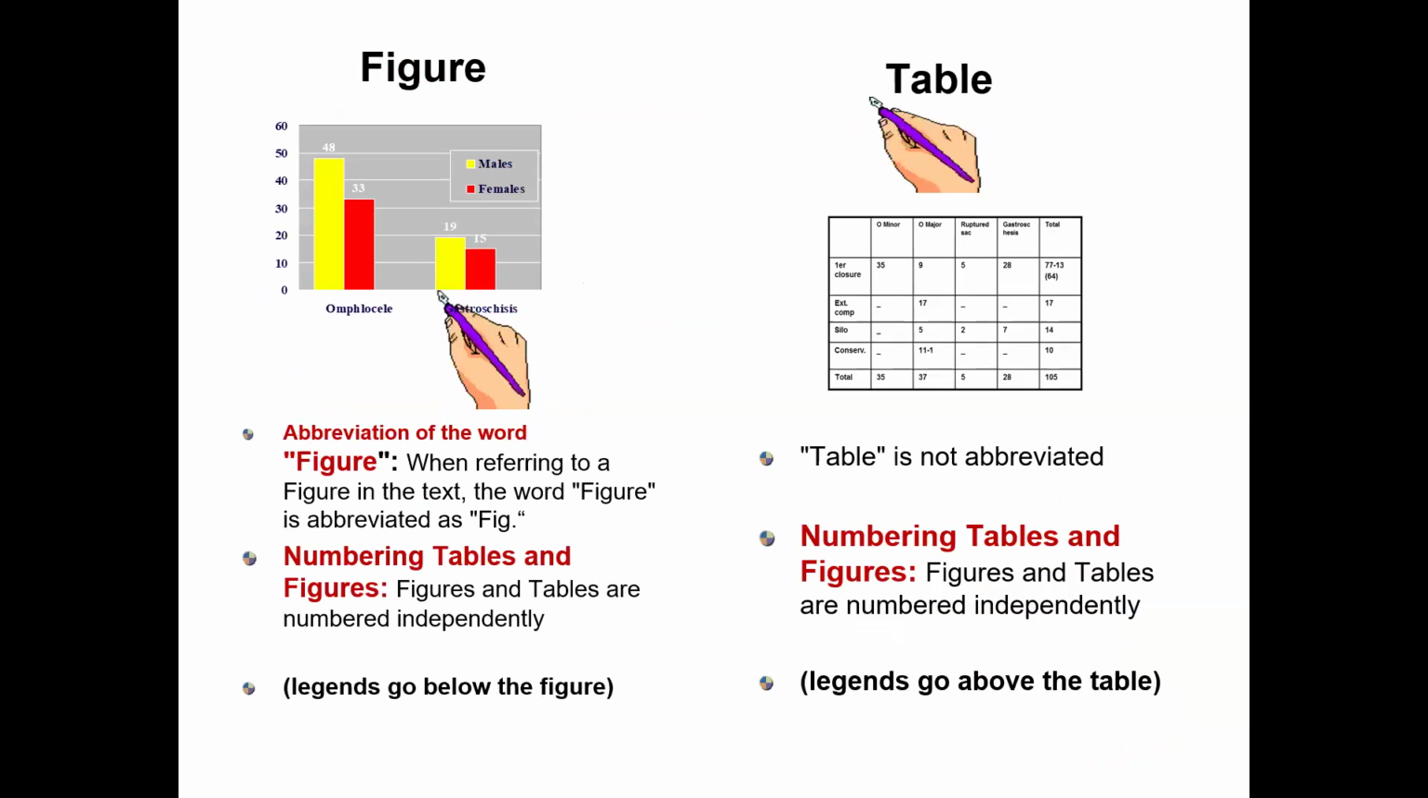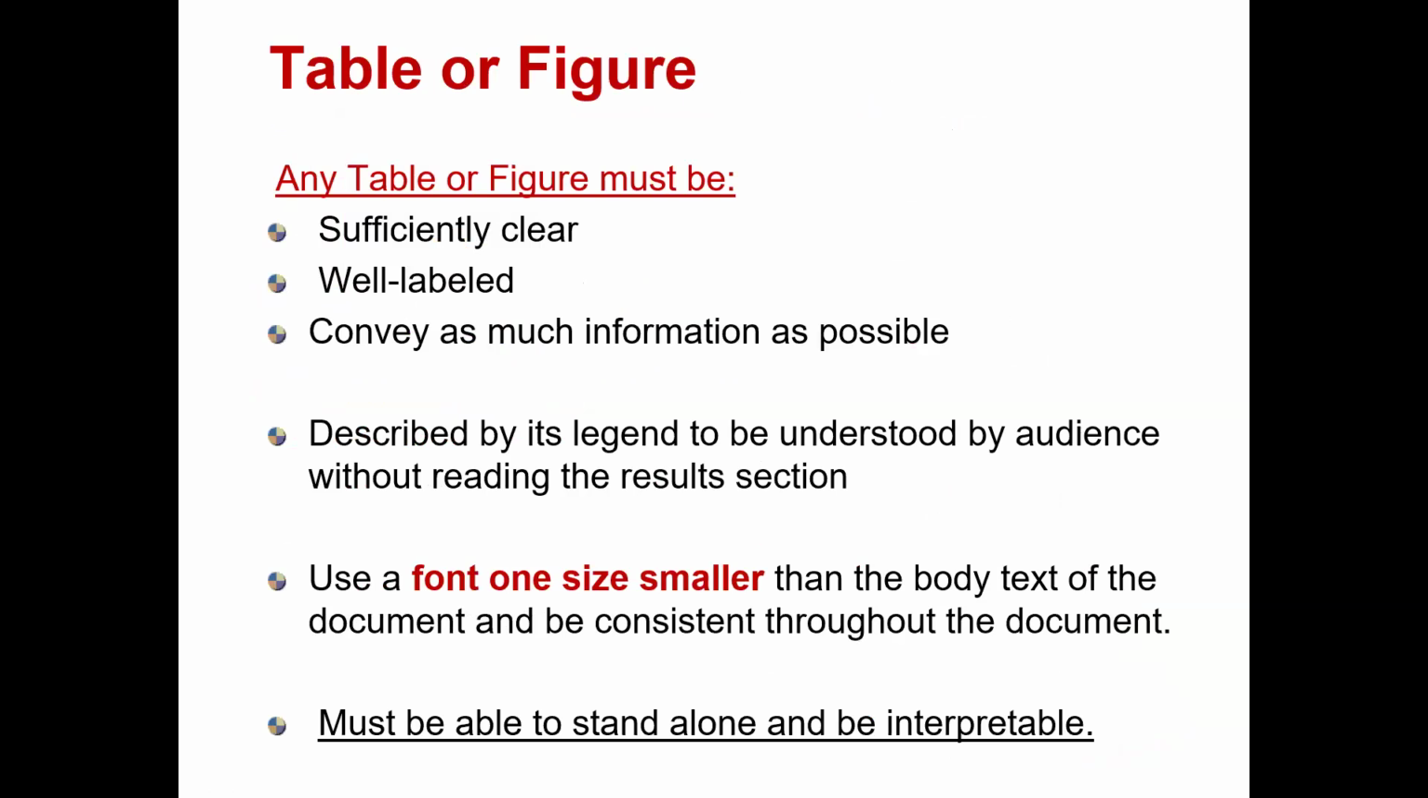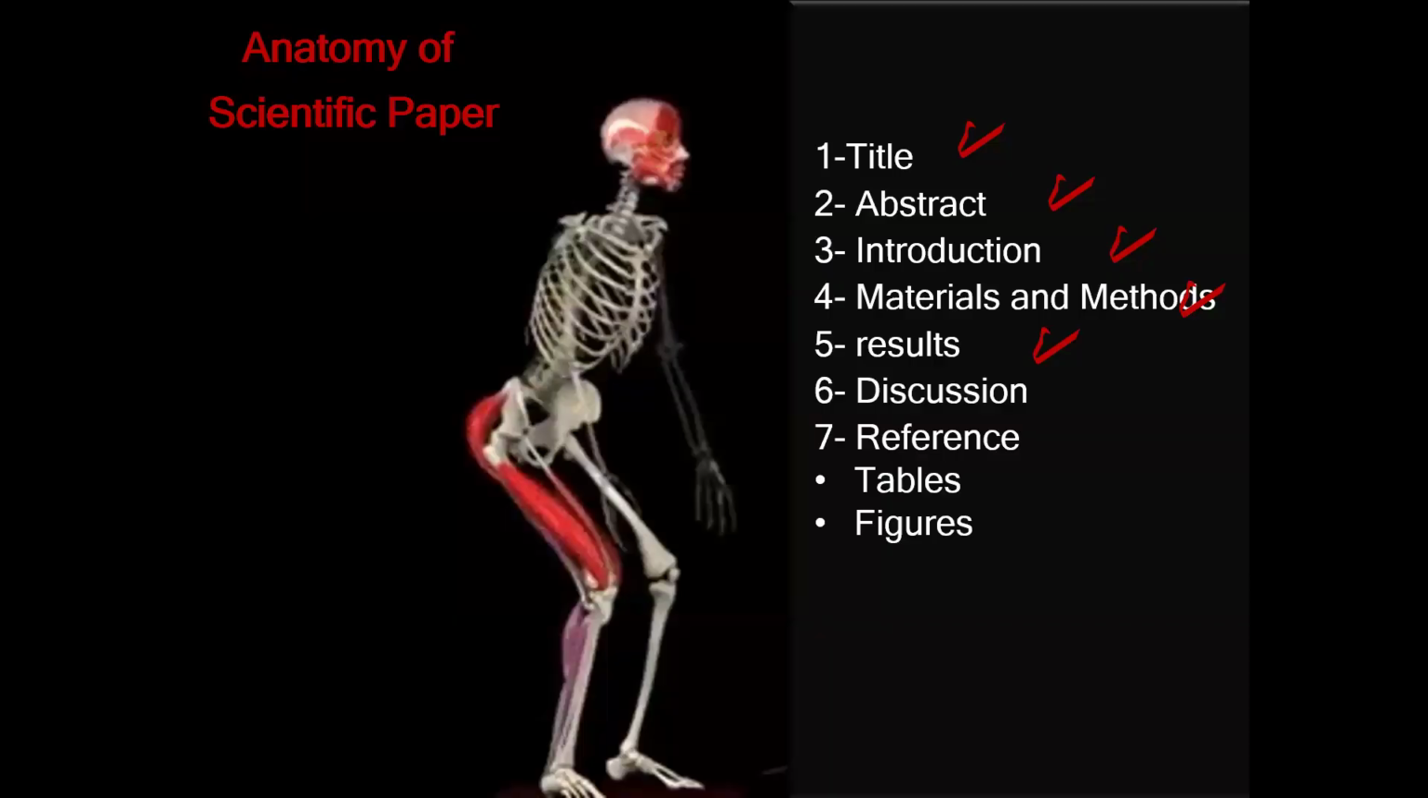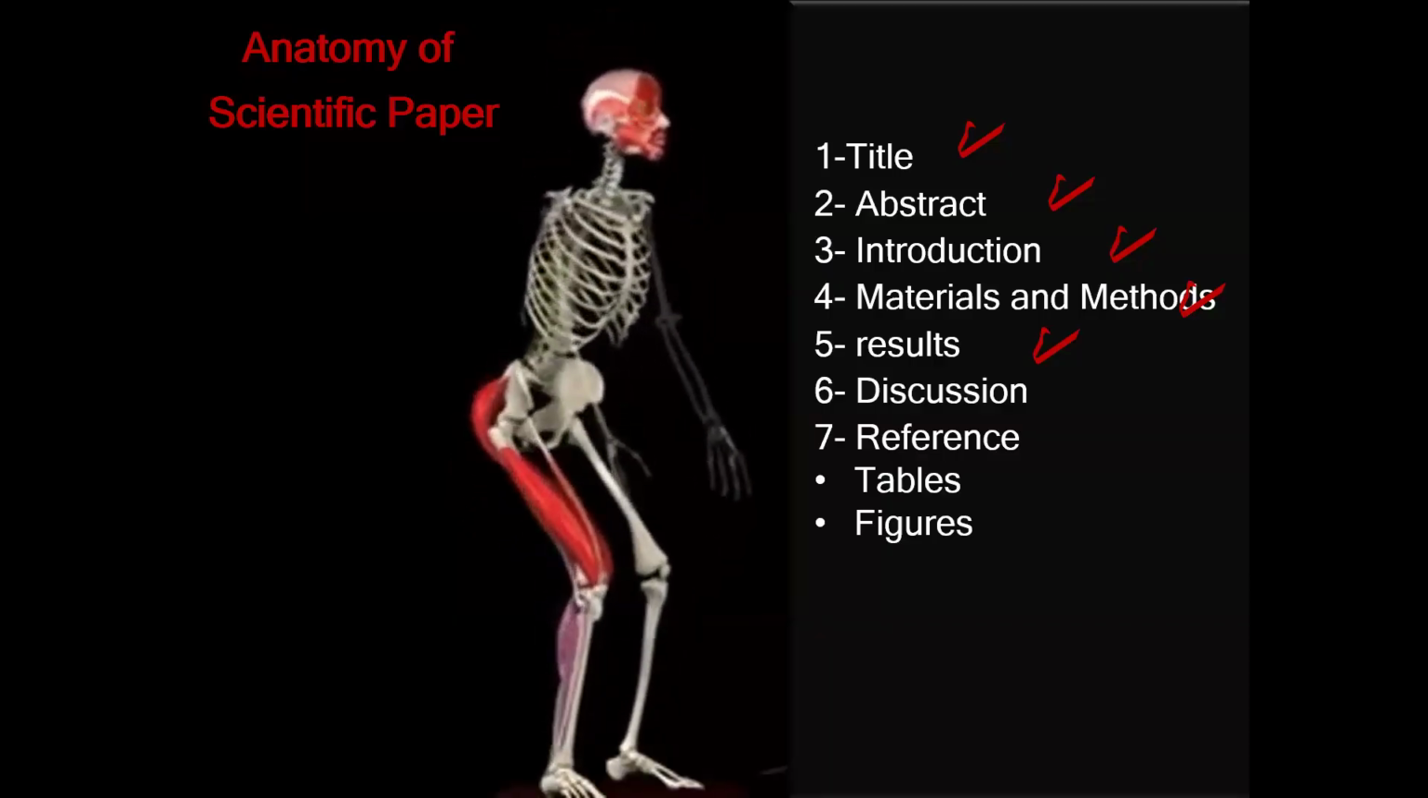And of course, we have to know that the legend of the figure should be written at the bottom of the photo, and the legend of the table should be written at the top. If you want to write figure, you can write it in full like that, or you can write it as FIG, but the table should be written as Table as it is. So tables and figures must be sufficiently clear, well labeled, and convey as much information as possible. And we should use a font which is one size smaller than the text that we use. So this goes with the result.